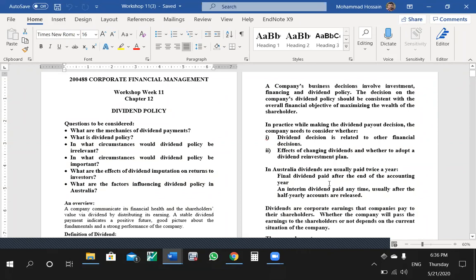How does the company make the payment? The payment can be in cash, or it can be in some other way. It does not necessarily have to be in cash in hand or cash payment. Dividends can be paid in some other form as well. The company's business decisions involve one decision the directors will make: how much dividend to pay, or whether dividend is even necessary to pay.